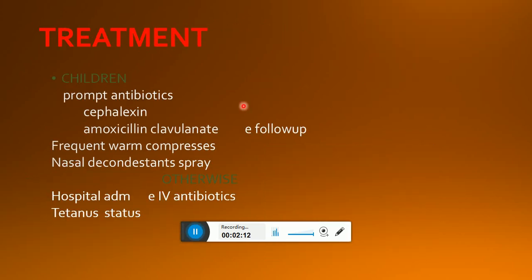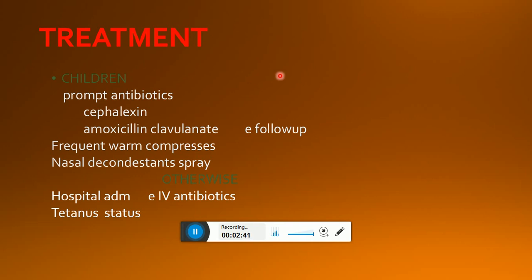Treatment of preseptal cellulitis is with oral antibiotics such as co-amoxiclav 250 to 500 mg, 2 to 3 times daily. The dose depends on the severity, and severe infection may require intravenous antibiotics. The patient's tetanus status should be ascertained in cases following trauma.